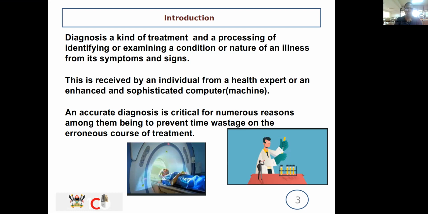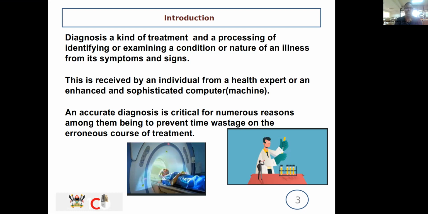Between these two entities, the human expert and the sophisticated computer, an accurate diagnosis is critical for numerous reasons, which we shall talk more about. If we specifically focus on diagnosis under a human health expert, we figure out that there is a high chance of misdiagnosis. While if we focus on diagnosis using a computer agent, there is a low chance of misdiagnosis, because most of these computer agents have models which are well trained, having undergone training and testing on multiple occasions.